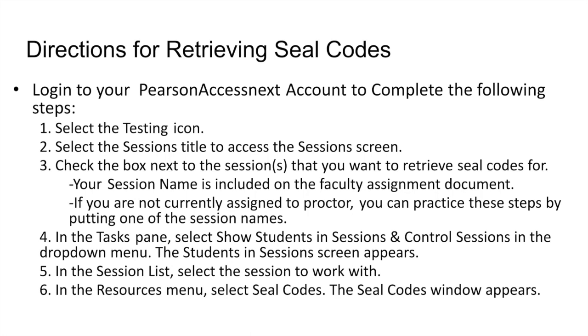In the task panel, select Show Students in Session and Control Sessions in the drop menu. Then the Students in Session screen appears. In the session list, select the session to work with. In the resource menu, you are going to select seal codes, and then the seal codes window will appear.